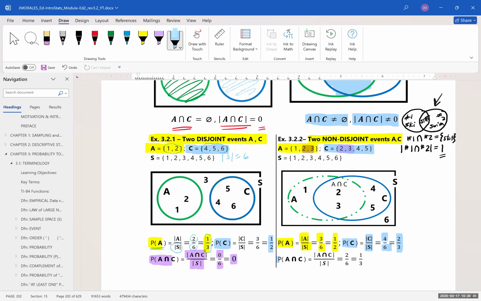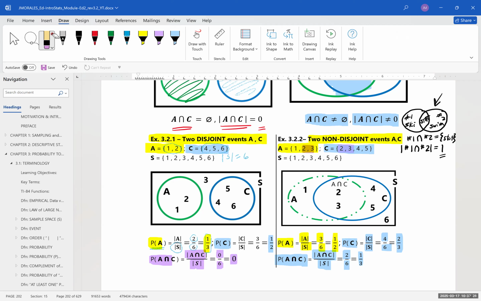But now, how about the probability of the intersection of A and C? Well, that's going to be the order of the intersection divided by the order of the sample space. So how many outcomes do we have in the intersection? We've got 2. Order of the sample space is 6. That reduces down to 1/3. So this is how we can calculate the probability of not just a single event occurring, but multiple events occurring at the same time.